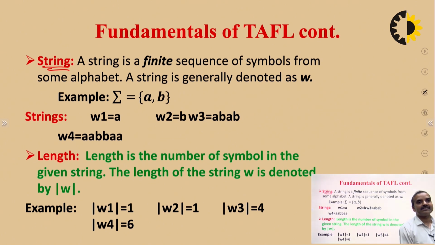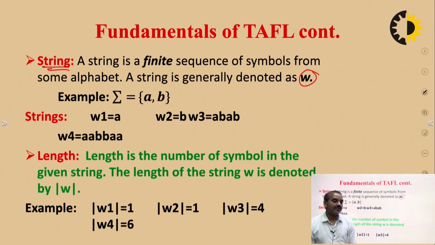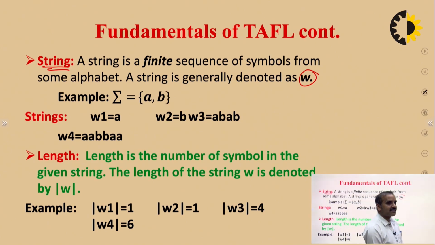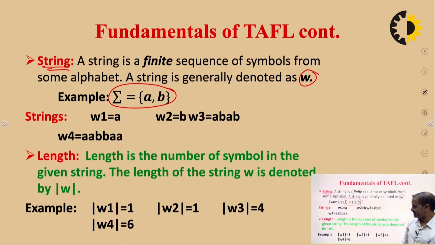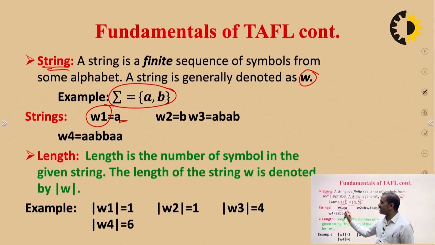A string is a finite sequence of symbols from some alphabet. A string is generally written as W. We use W to represent the string, the last letter of the alphabet, whereas the letters A, B, C, D are used as input symbols. This is an example where sigma equals {A, B}. This is W1. W1 means a single-symbol string, which is A.